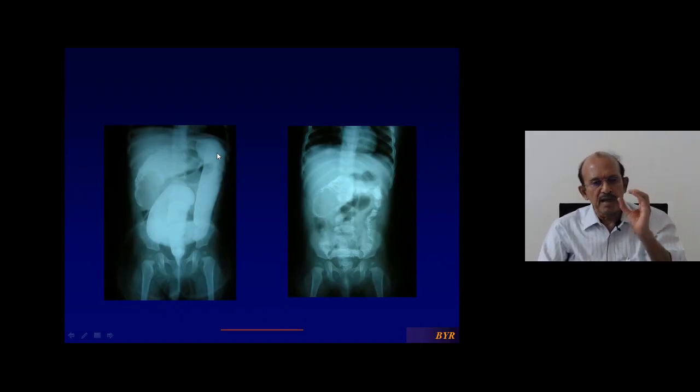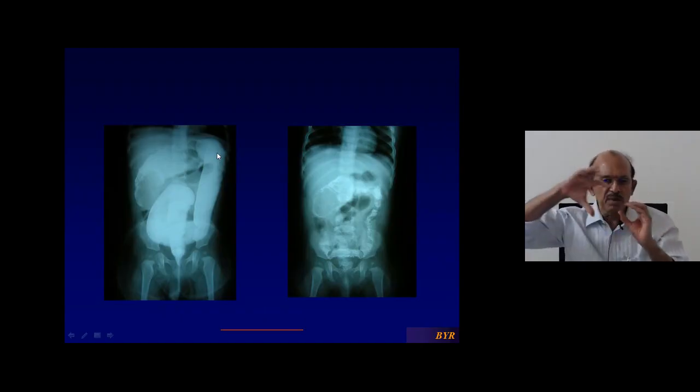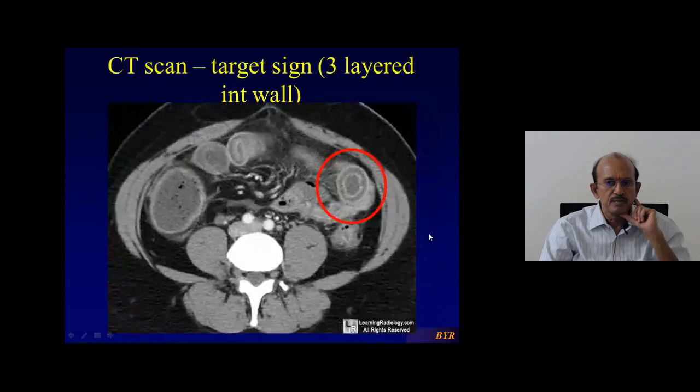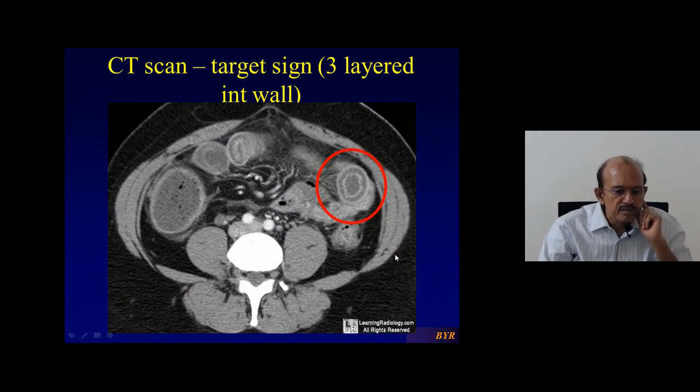So inner tube is already inside, outer tube is nothing but the colon. Into the colon you have given barium, that gets filled. Because inner tube is here, it is not getting filled. I hope it is clear now. So this is the target sign.